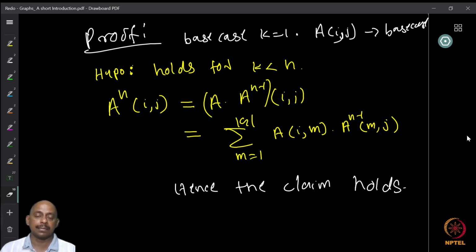I look at every vertex which has a walk of length n minus 1 to the vertex j, and then I see if there is an edge from vertex i to m. Then I can make a walk of length n, so I can add this number. I just add them together. So all the non-zero entries will sum to the number of walks of length n, and that is the proof. Therefore, we can prove that the ijth entry of the kth power is the number of walks of length k from i to j.